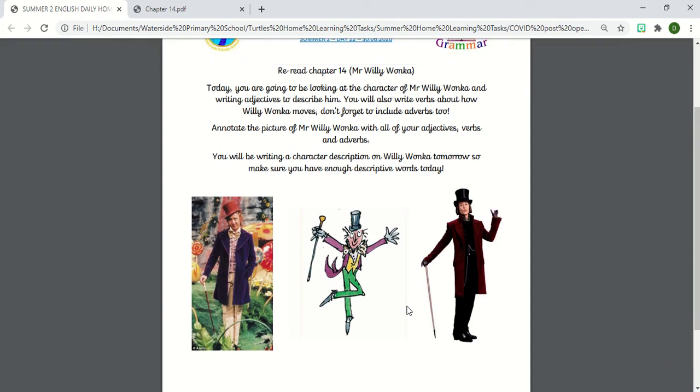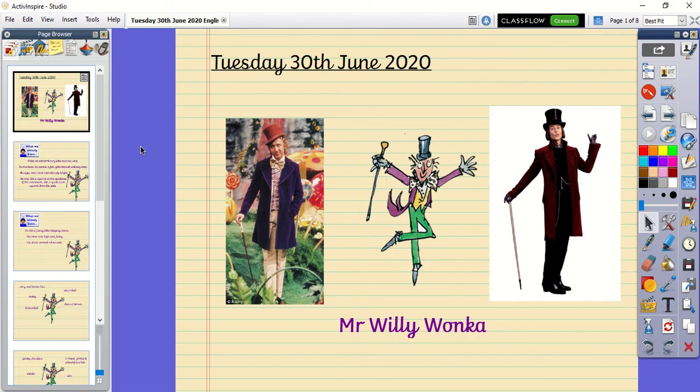So it doesn't matter if you haven't got a printer, if you can't draw very well, you can still complete this task by writing lots of different adjectives, verbs and adverbs to describe the character. Because tomorrow you will be writing a character description on Willy Wonka, okay? So you need to make sure today you've got lots of different adjectives and everything to describe him. Okay then, so here we go.